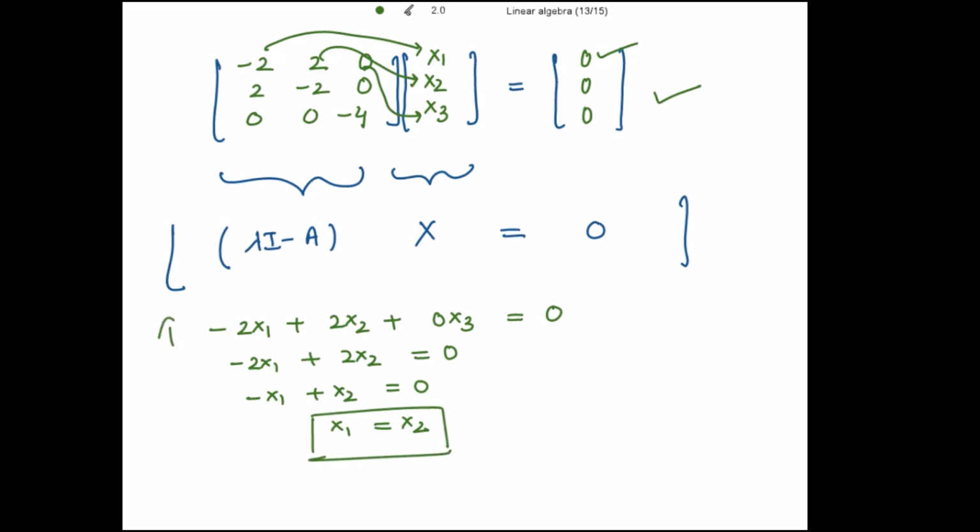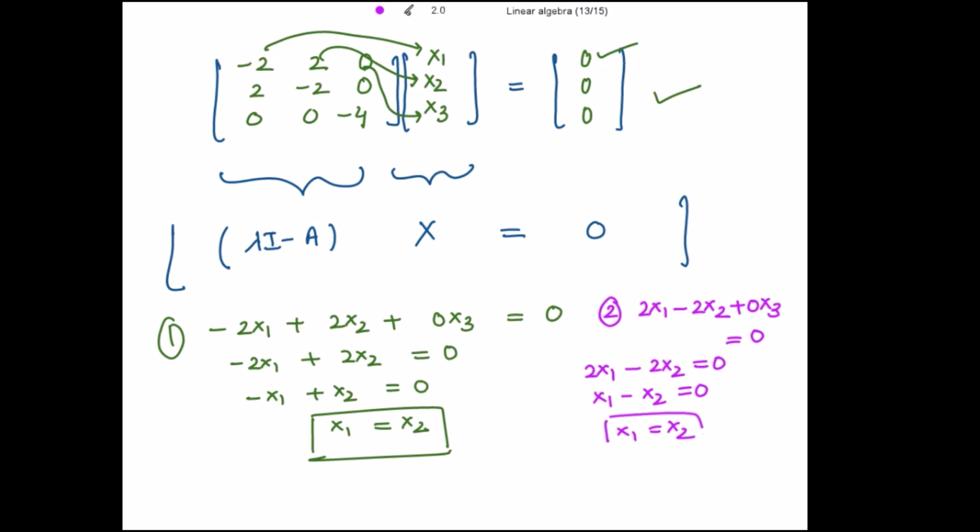This is the first equation. And now the second equation. So likewise, the second equation becomes 2x1 minus 2x2 plus 0x3 equals 0. So that is 2x1 minus 2x2 equals 0. So that is x1 minus x2 equals 0. That becomes x1 equal to x2.